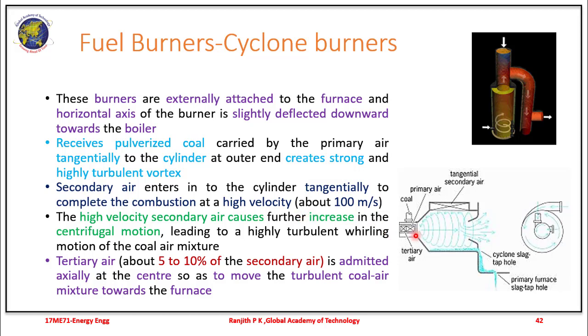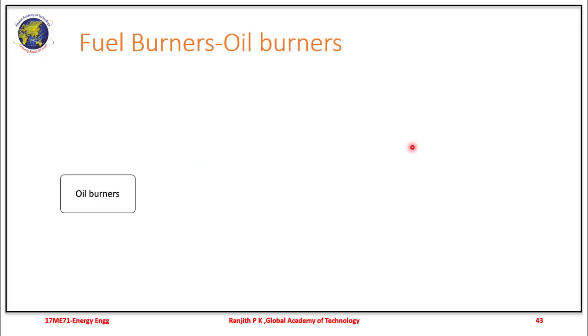In case of cyclone burners, these are burners which are externally attached to the furnace, and they inject pulverized coal carried by the primary air tangentially in the cylinder. Secondary air is also provided to complete the combustion, and there is some amount of tertiary air, the third set of air, in the order of about 5 to 10% of the secondary air, which is admitted axially at the center so as to move the turbulent coal air mixture towards the furnace. So you can see the cyclone action taking place here.